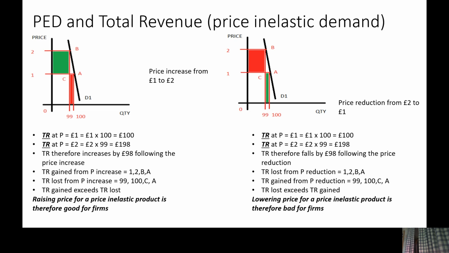Now, the top right diagram is exactly the same, but I'm now thinking about this in reverse. This time the firm lowers the price from £2 to £1. As prices fall, demand will barely increase. So we're going to get a very small additional revenue from additional sales, but we're losing that huge red rectangle area as those consumers that used to pay £2 now only pay £1.